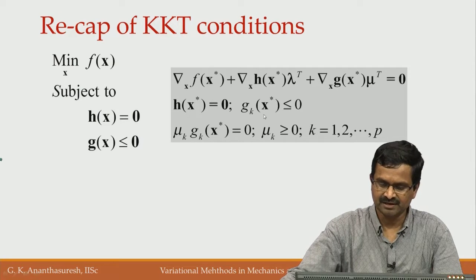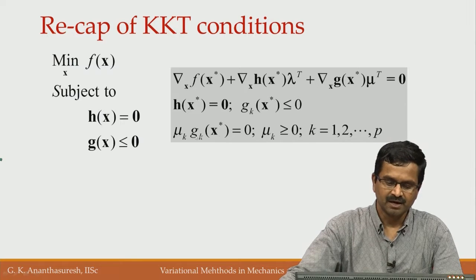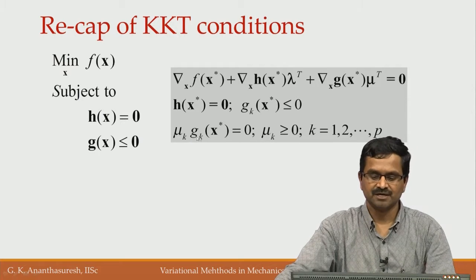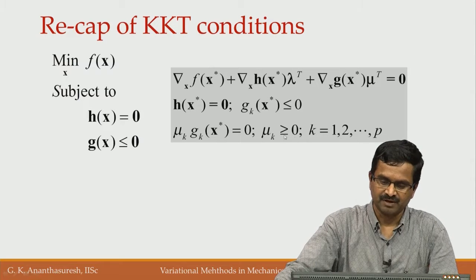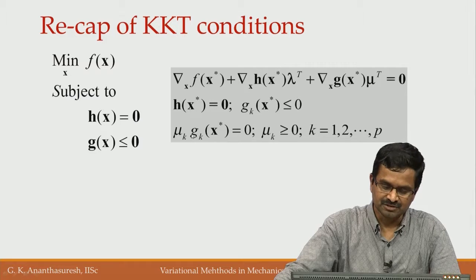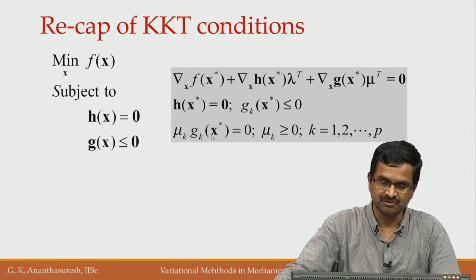Here k goes from 1 to p, and then we have these mu k, g k evaluated at that point x star which we believe is a minimum. Those are called complementarity conditions. And then we also discussed that the multiplier corresponding to the inequality constraints should be non-negative. When it is 0, the corresponding constraint is inactive. When it is not 0, the corresponding constraint is active, meaning it is strictly equal to 0.